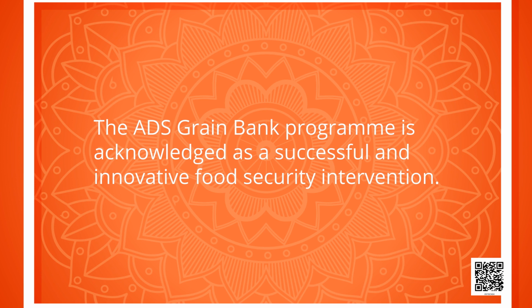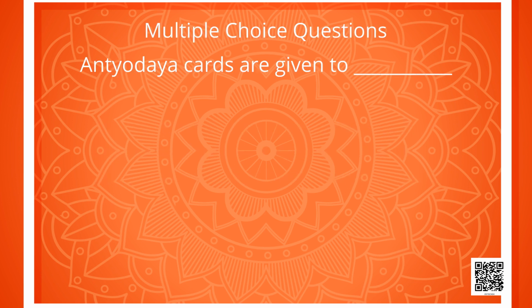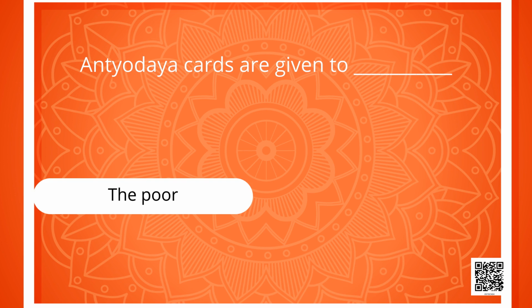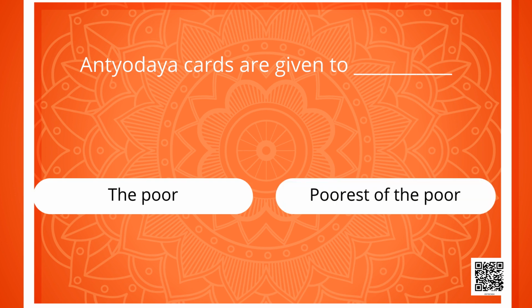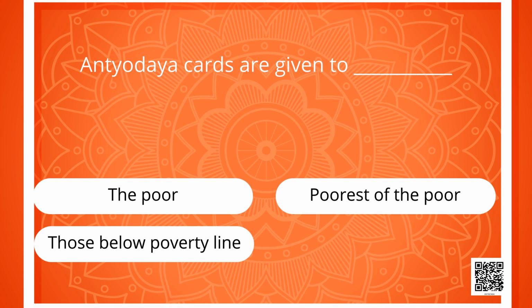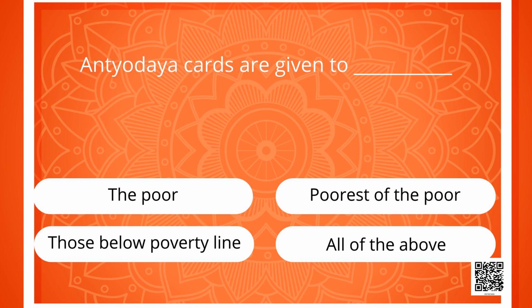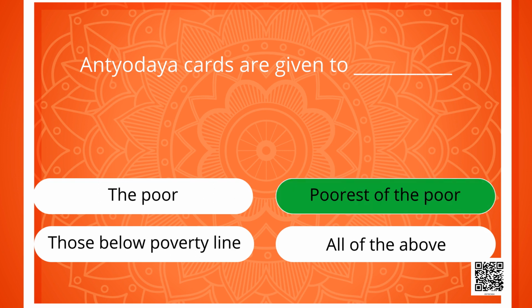Now, it's time to take up a few questions related to the chapter. Now, let's answer these questions. First, we have some MCQs and you have to choose the correct option. The first question is, Antodaya cards are given to the poor, the poorest of the poor, those below poverty line, or all of the above. And the correct option is poorest of the poor.